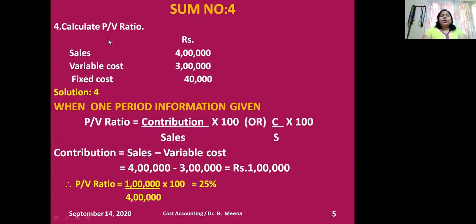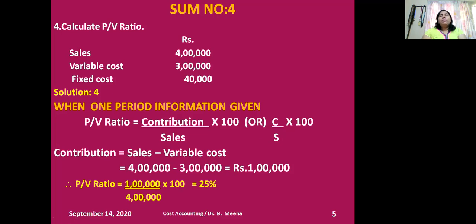Calculate PV ratio. We have two formulas to calculate the PV ratio. I explained in the previous video, there are two formulas. On which occasion can I follow the first formula? When only one period's information is available, I can substitute this formula, that is C by S into 100. C stands for contribution, S stands for sales. Sales is available in the question. Only thing is I need to calculate the contribution.